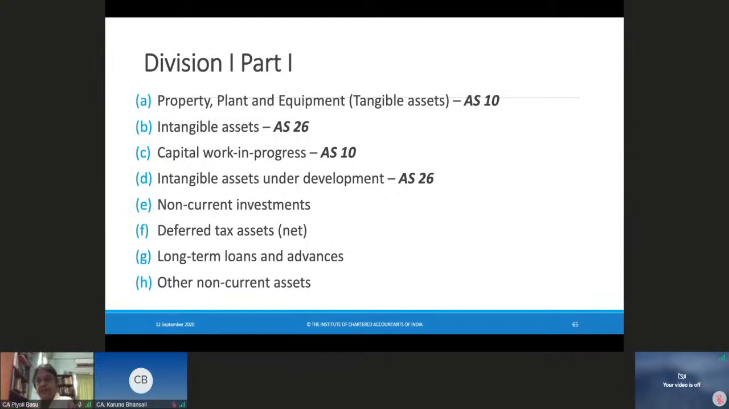That advance will be adjusted later on, so it should be given with the detail. And for other loans and advances, you have to specify the nature. They should be classified as to whether they are secured, unsecured, or doubtful. The moment it is related to an asset, it is very important to state whether it is secured in nature, unsecured, or doubtful. Unsecured doesn't mean it is not good. So: unsecured but considered good, and doubtful.